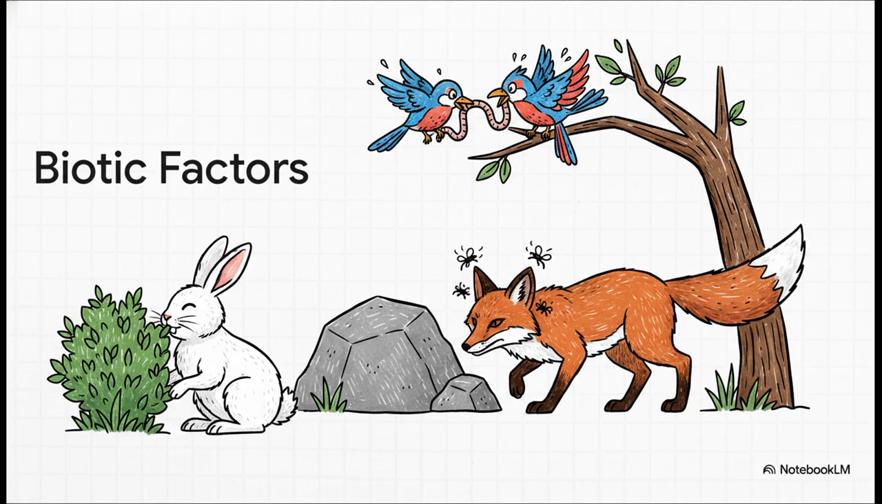Next are the biotic factors. Biotic means living. This is the daily struggle and interaction with other living organisms. A population has to deal with competitors trying to eat their food, predators trying to eat them, parasites making them sick, and the constant everyday search for enough food resources to keep the whole group strong.